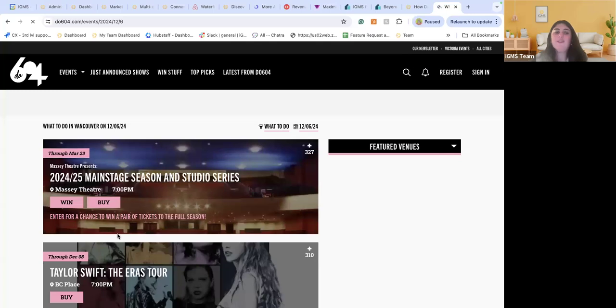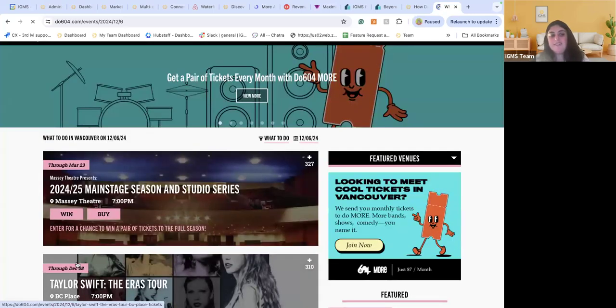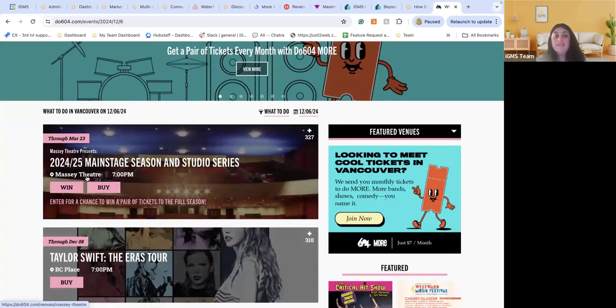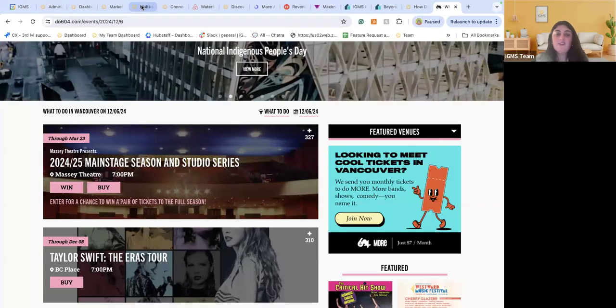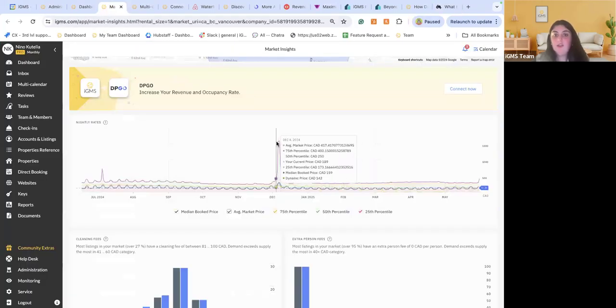Yeah, Taylor Swift is actually having a concert on December 6th through December 8th. So as you can see, it shows you that something is going on. And as you can see, the dynamic price, my current pricing is actually $289, but the average market price is $1,563. So you can definitely take advantage of this, because it shows what's happening and how I can competitively price my listing.